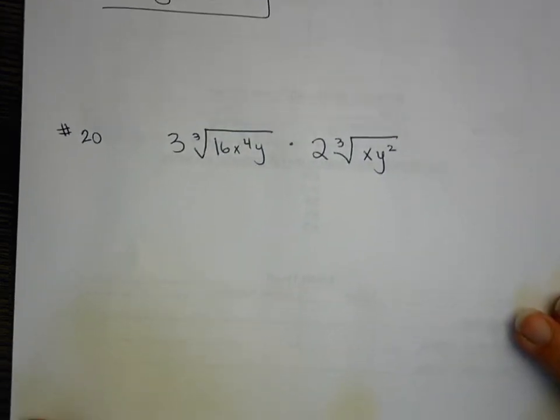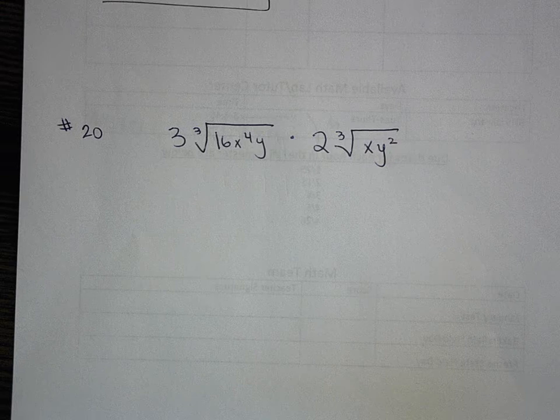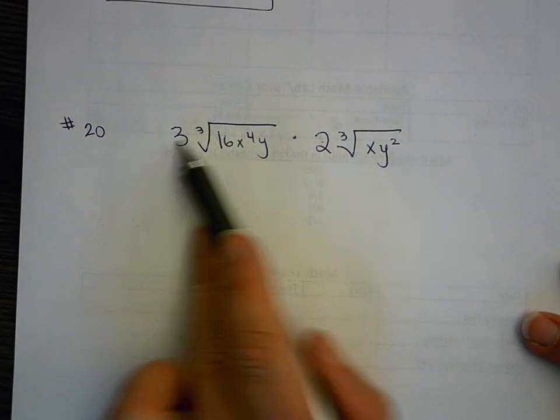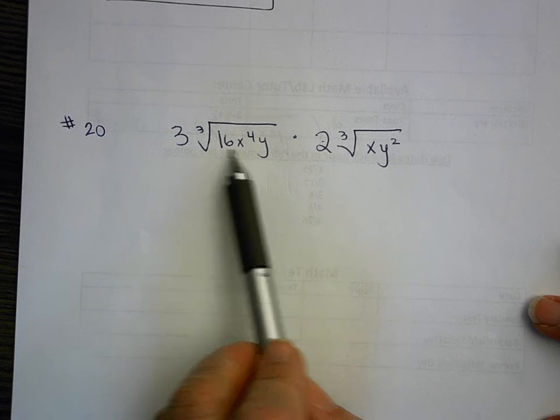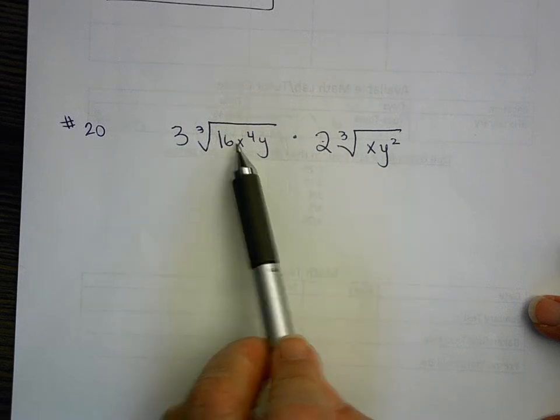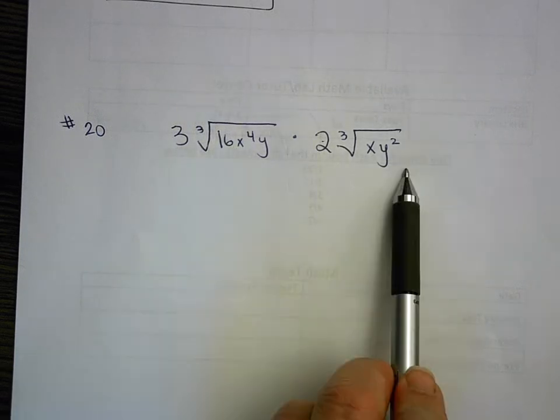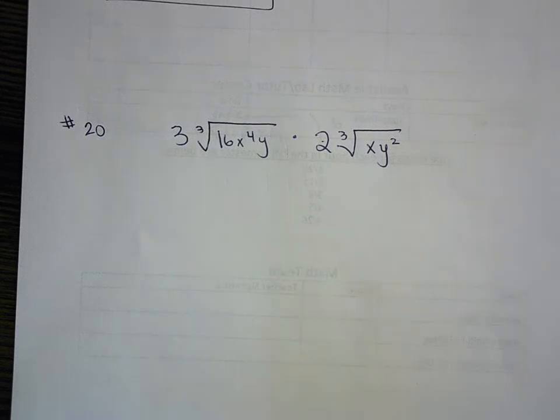All right, and then now we have question number 20. So for this one here, we have cube roots again. So that means we don't need to worry about absolute values at all. So I can work this problem out multiple different ways. I can go ahead and multiply my coefficients and the radicals together first, or I can simplify first. It really doesn't matter which way you go. Some people prefer to multiply first, some people prefer to simplify first.